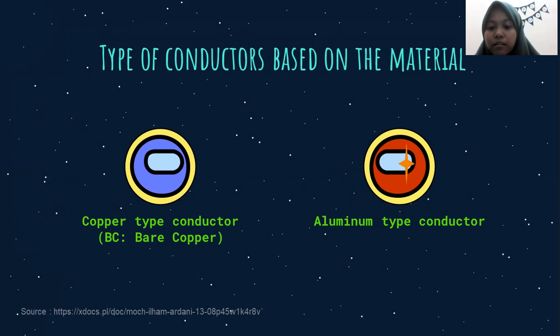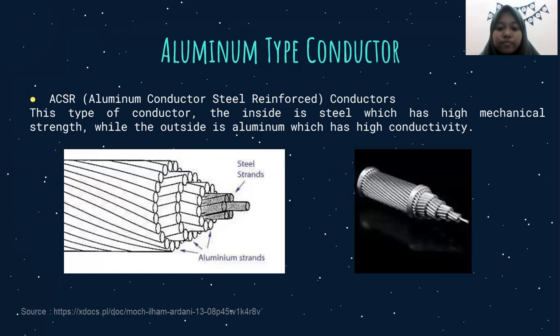And then there is aluminum type conductor. Conductors with aluminum material are lighter than copper type conductors, and their conductivity and mechanical strength are lower. So the conductivity and mechanical strength of aluminum type conductor is lower than copper type conductor. So this is the aluminum type conductor.